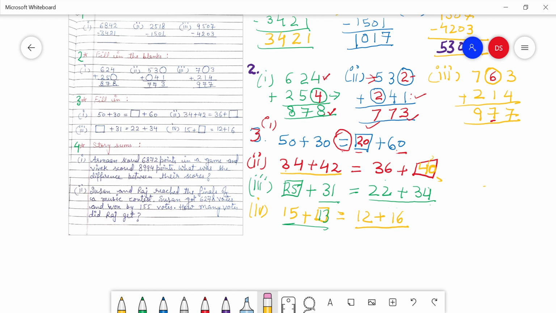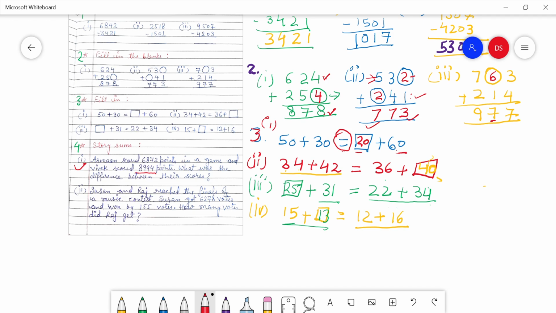Question number 4. Here there are story sums. We will do story sums one by one. First I will read the first question. Arman scored 6,872 points in a game and Vivek scored 8,994 points. What was the difference between their scores?